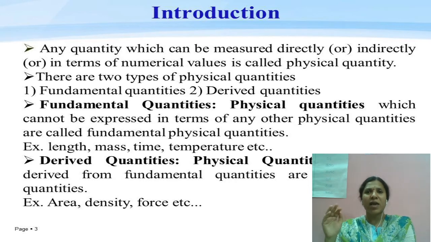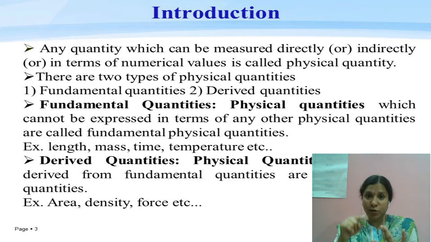If I consider the area of a square, area is expressed in terms of meter square. So for area, I am using the unit of length, that is meter. So here area is expressed as meter square. If I consider density, density is kg per meter cube. So here I am using the kg, which is the fundamental unit for mass, and meter cube, where meter is the fundamental unit of length. That means the derived quantities are the physical quantities which are derived from the fundamental quantities.